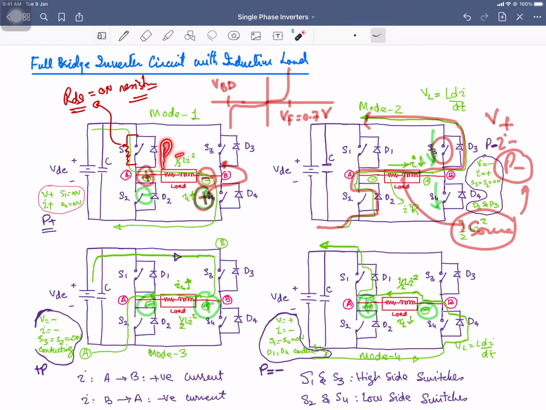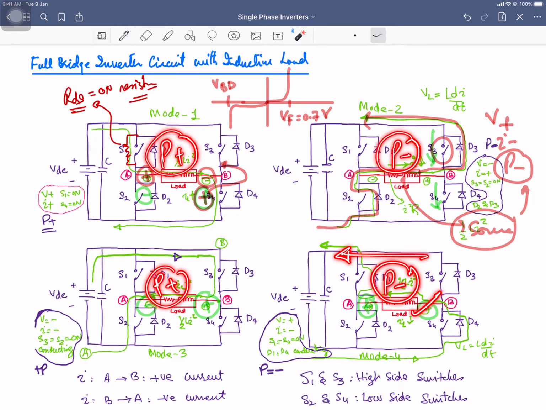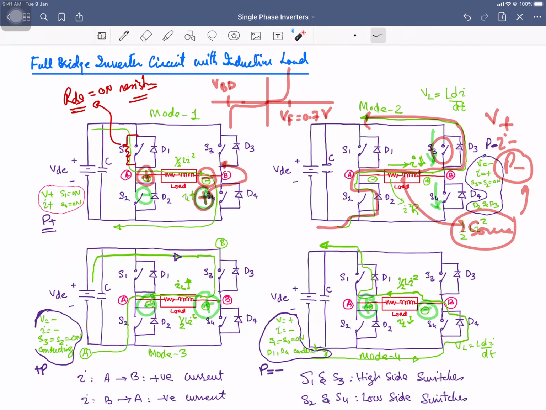So over here we have the positive power, over here we have the negative power, again the positive power and the negative power. Negative power means your inductor is going to work as the source, and the energy is being fed back from the load towards the source, and the positive power means the energy is being pumped from the source towards the load, right.